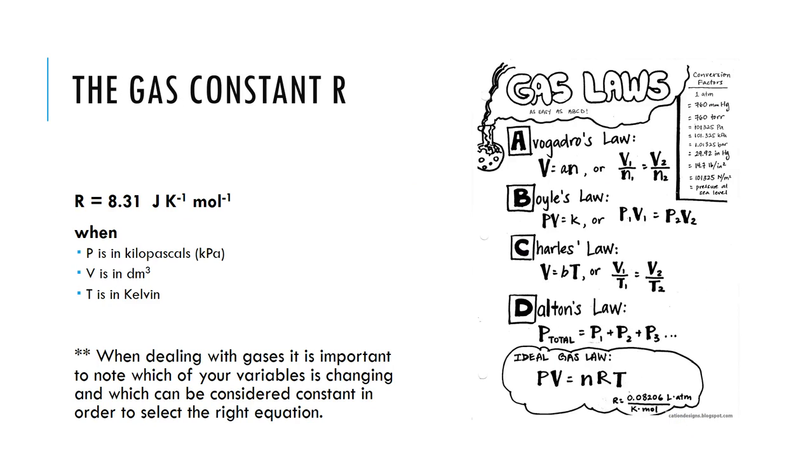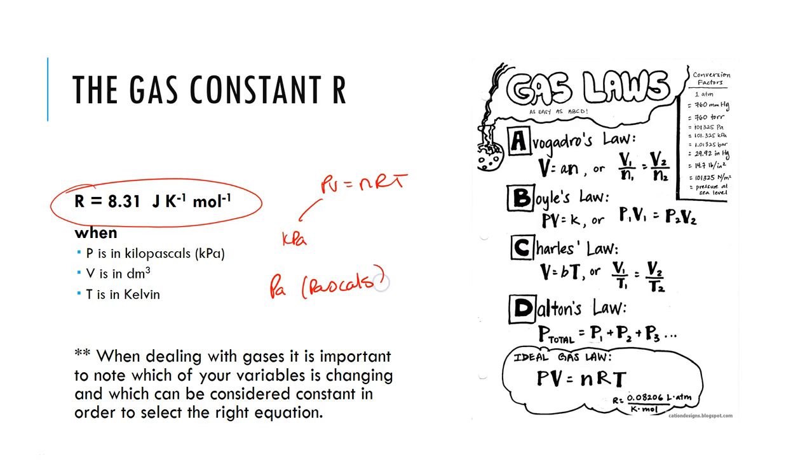So that value is 8.31 joules per Kelvin per mole. So this is the amount of energy per Kelvin per mole. And this value is only true when our P substituted into PV equals nRT must be in kPa. So a lot of the values for pressure that we've looked at were in Pa, which is pascals.